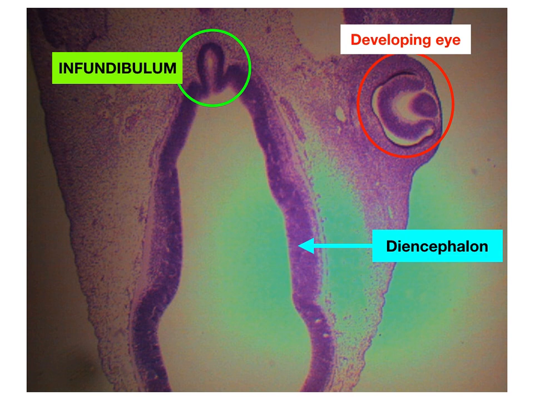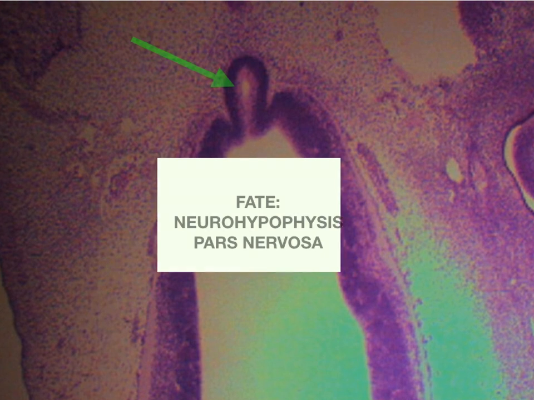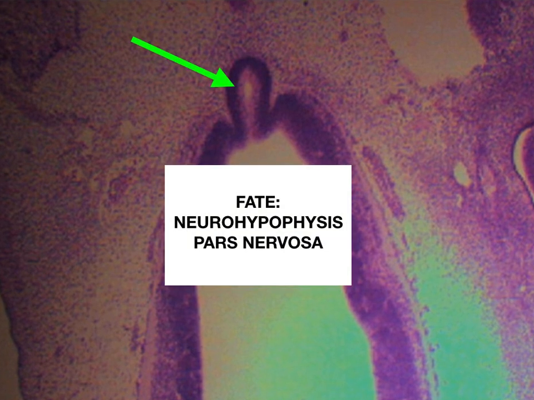At the floor of the diencephalon, it will develop a nipple-like projection, which has a green circle. We call it the infundibulum, the fate of which will become the neurohypophysis, specifically the pars nervosa.